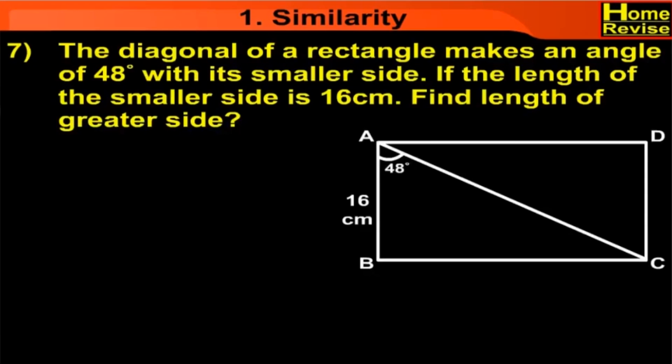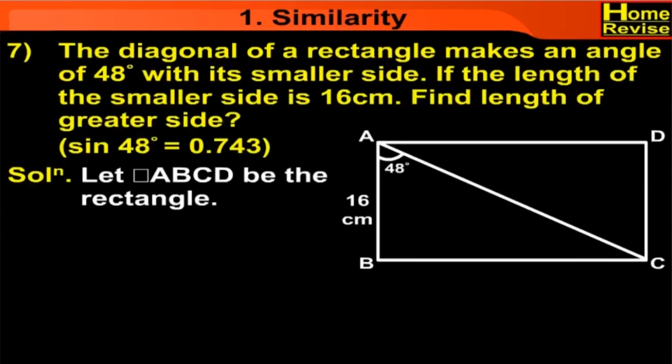The diagonal of a rectangle makes an angle of 48 degrees with its smaller side. If the length of the smaller side is 16 centimeters, find the length of the greater side, where sine 48 degrees is equal to 0.743. Solution.